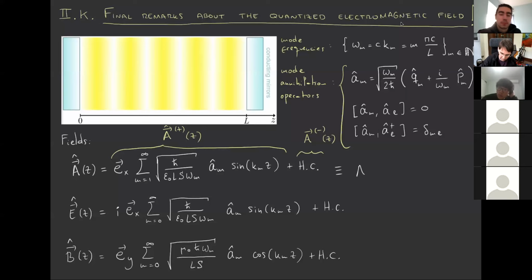And this means that we can write the fields always as A plus and A minus. And of course, the same applies to any other field, in particular to the electric field. So we will have an A plus that annihilates excitations, and an A minus that creates excitations. And the same with the magnetic field.